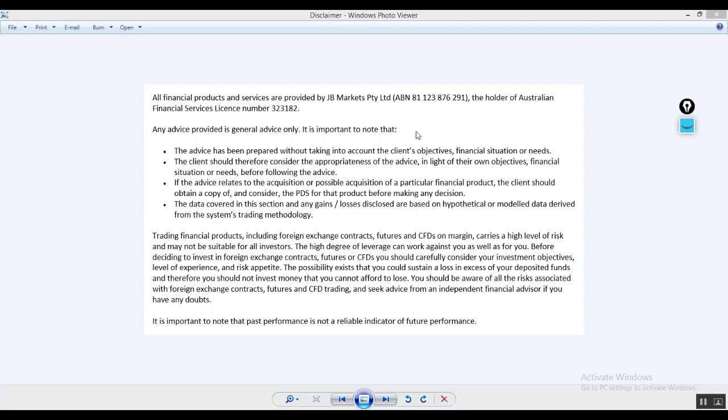So before we go through that, we're just going to cover the general advice disclaimer and we can take a look at the report. Anything we do cover today is going to be for general advice, doesn't take any of your personal circumstance or consideration into account. Also, past performance is not a good, reliable indication of future performance.